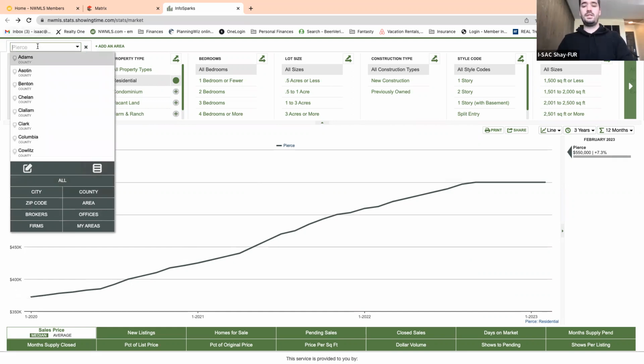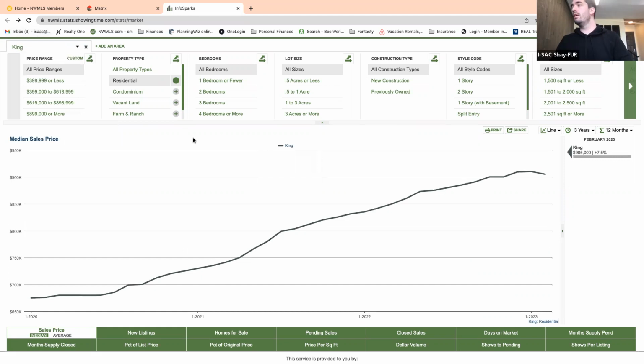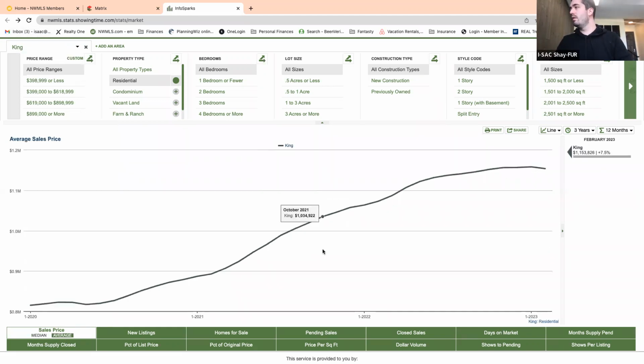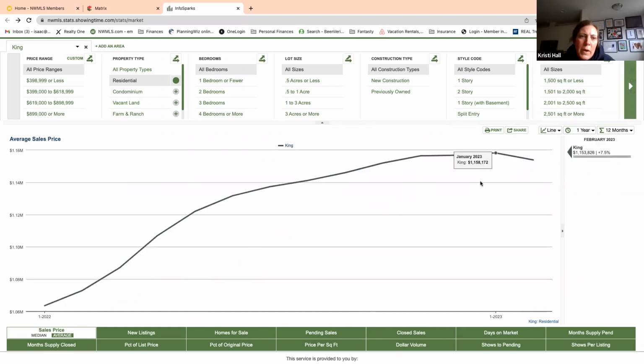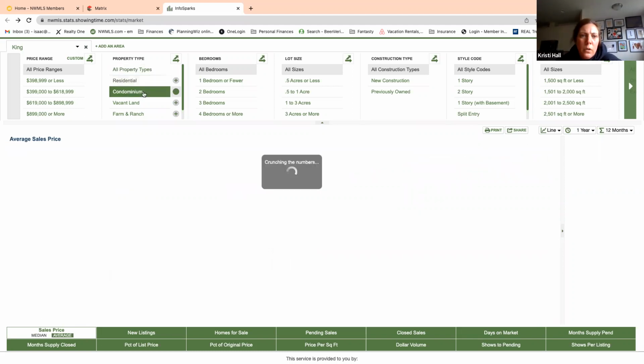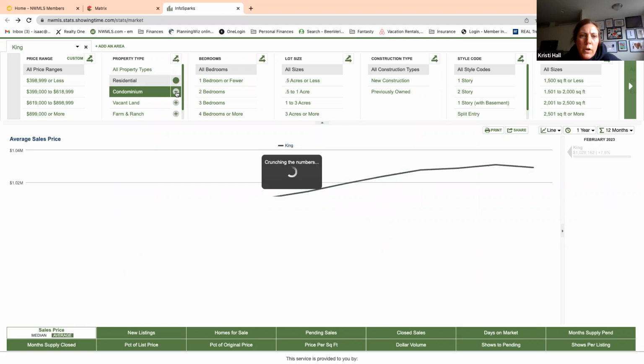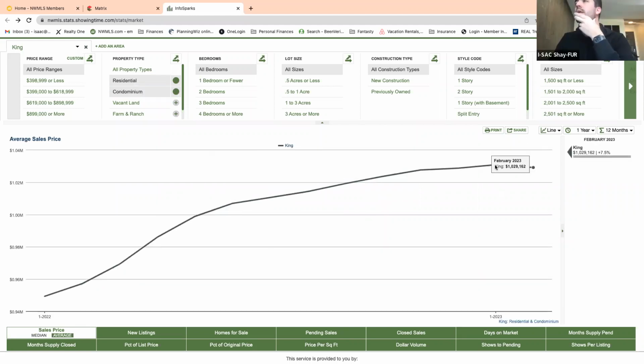Well, let's just do this. Let's see, King County. Okay, so King County has gone down a little, but not much. I wonder why your report was showing that. So maybe it's by residential type too. I was doing residential and condominium maybe. Oh yeah, there we go. Probably because of the condos. It's still only going down slightly. I wonder why that is.